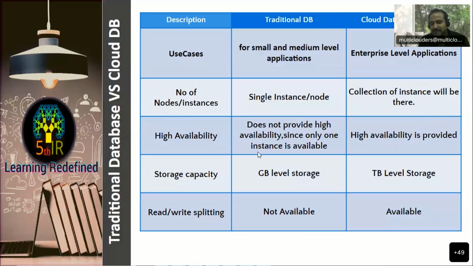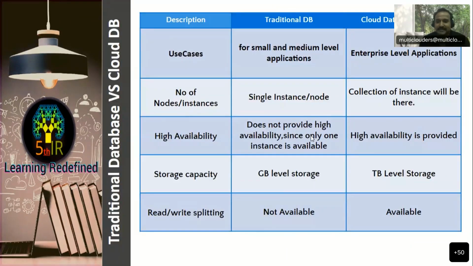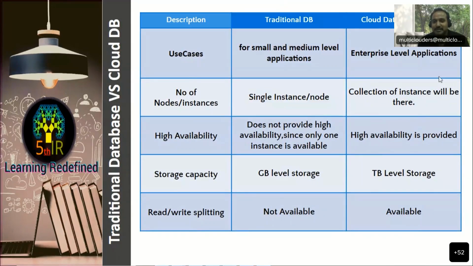Now moving to storage capacity. I already mentioned that the storage capacity of a traditional database will be at GB level, like 2 GB or 3 GB or 4 GB. But in the case of cloud databases, we can store 100 TB of data. In a PolarDB cluster, we can store 100 TB of data. How is it done? It is done by using distributed storage technology. So data is not stored in a single node. Data is stored in a cluster, that is, multiple nodes are used for storing the data, and we can achieve TB level of storage by using Alibaba Cloud PolarDB or any cloud database.